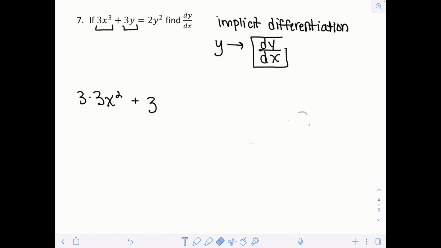However, since it's implicit here, we took the derivative of a different variable. This is where we have to multiply in the dy dx. So that's the new part, the different part. Okay, equals. Now we want to take the derivative of 2y squared.